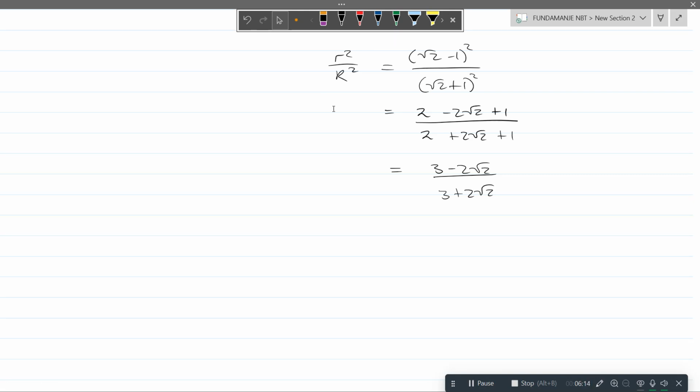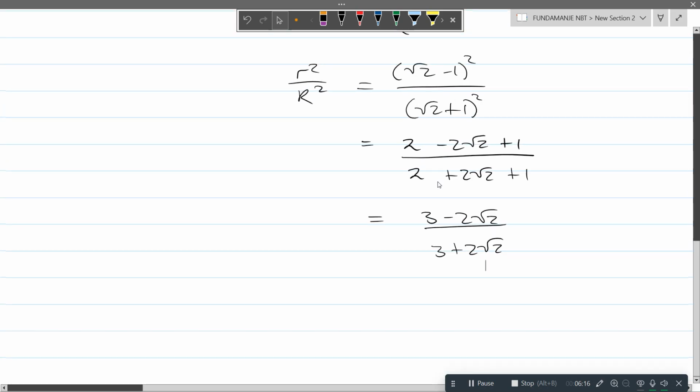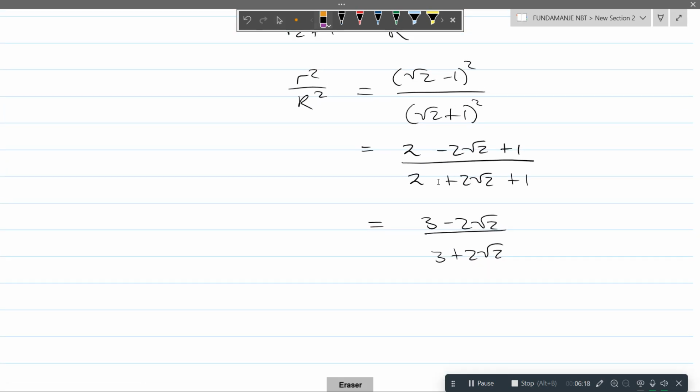So how would we go about simplifying this even further? Well, we normally don't have roots in the denominator, so we can multiply the denominator by 3 minus 2 root 2, or by the reciprocal of this, 3 plus 2 root 2. So that's going to be 3 minus 2 root 2, and same thing for the top, we're going to multiply by 3 minus 2 root 2.